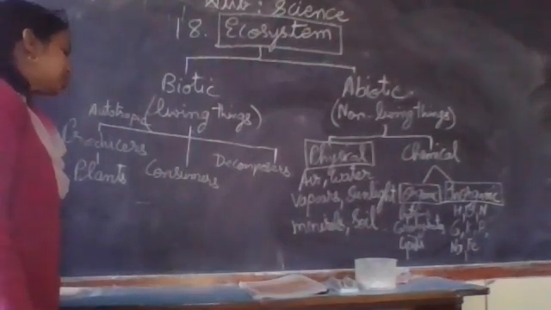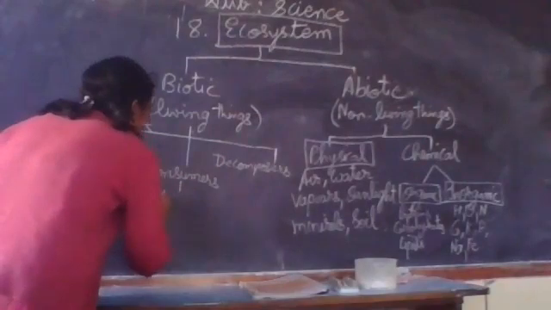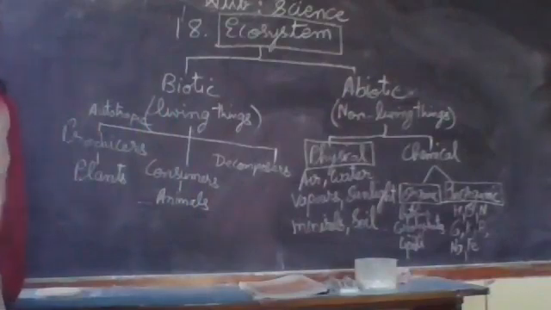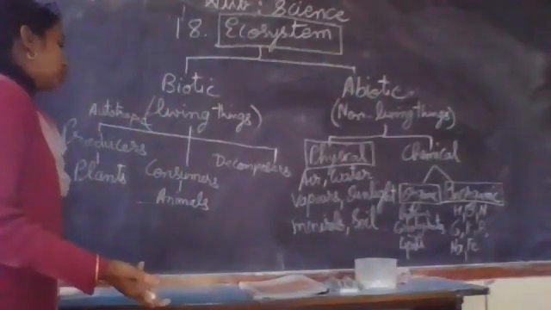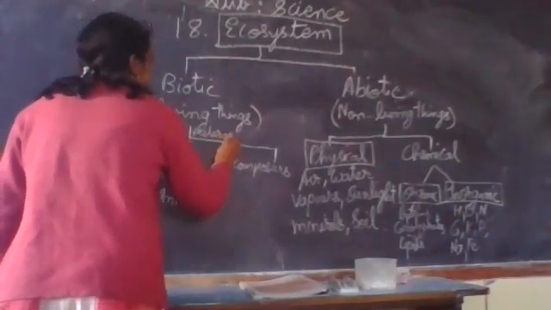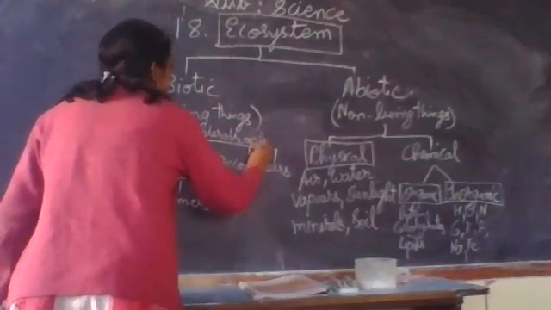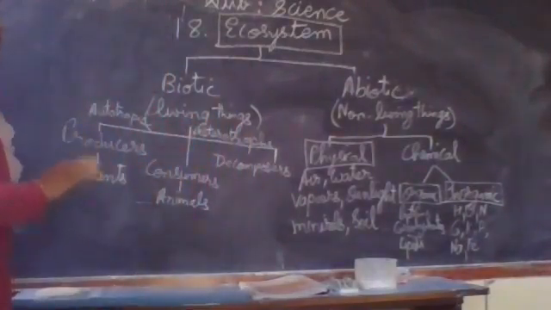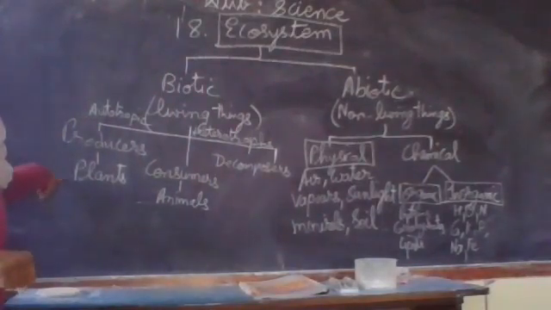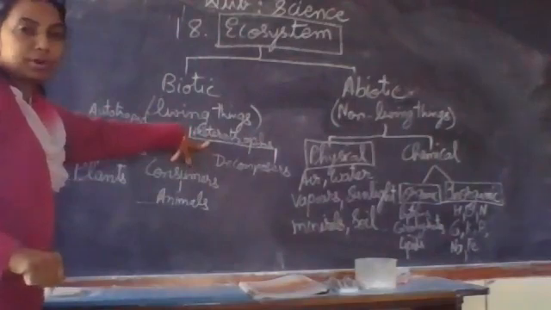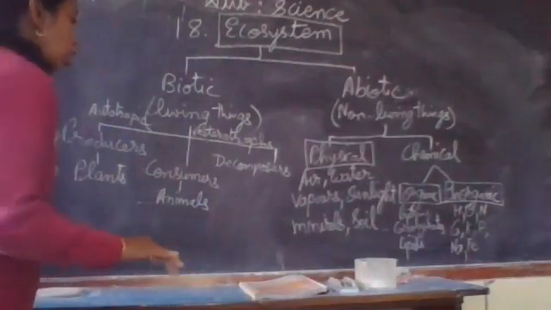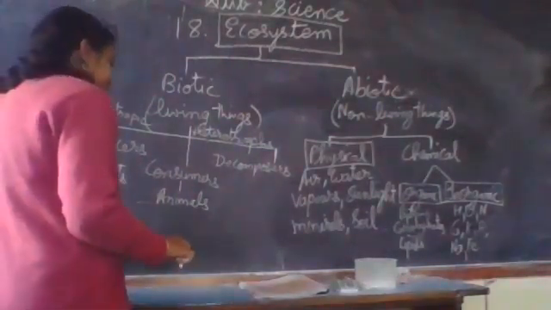Then we have consumers. Consumers include all the animals which are non-green, not having chlorophyll, so they cannot produce their own food. They are heterotrophs. Heterotrophs means those who cannot make their own food. Autotrophs can produce their own food. Heterotrophs cannot produce their own food. Consumers and decomposers cannot produce their own food in nature.